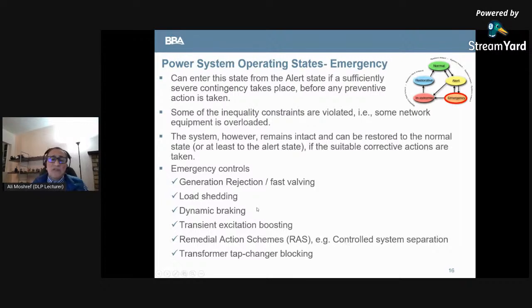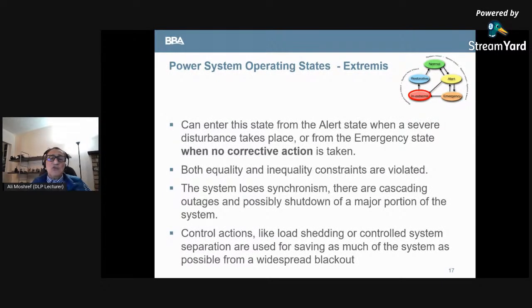You remember we are interconnected to other systems. When we are in an emergency situation, sometimes it's better to separate from them. That is actually a corrective action, because otherwise things can go even worse. So anyway, we go through all these states.